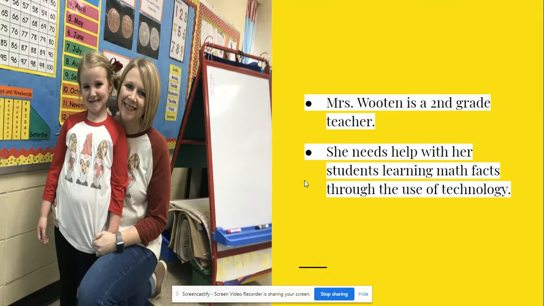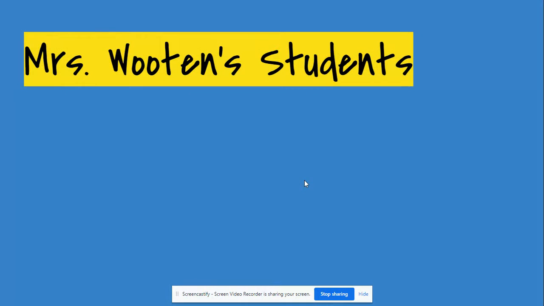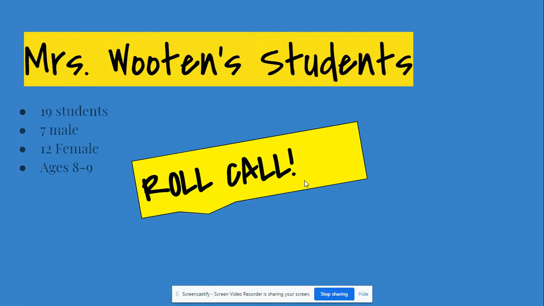Now, who are Miss Wooten's students? Let's do a roll call. She has 19 students, 7 male, 12 female, and their ages range from 8 to 9 years old.